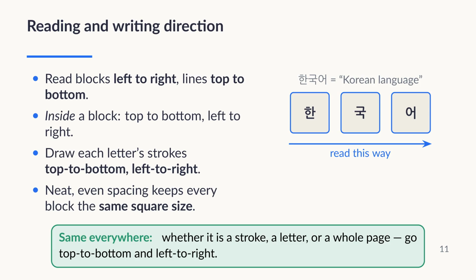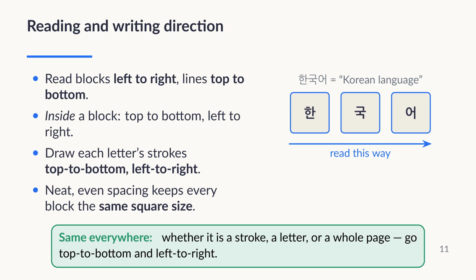Next, in which direction do we read and write? Modern Korean is written and read exactly like English at the page level. Blocks go from left to right, and lines go from top to bottom. So a sentence flows across the page just as you are used to. The interesting part is inside each block.